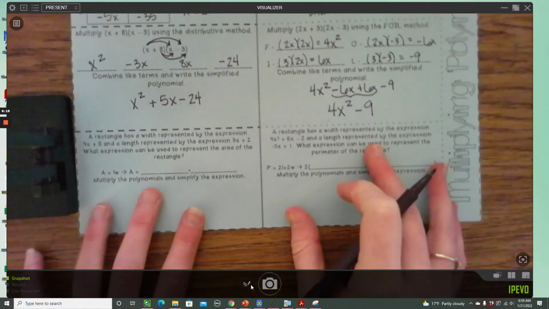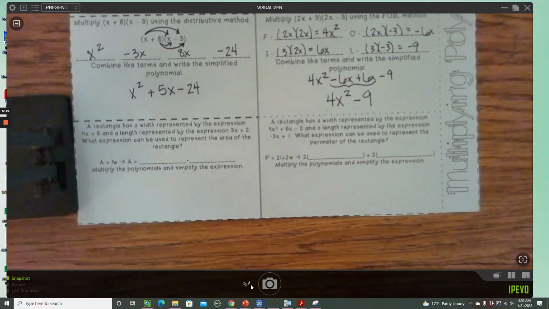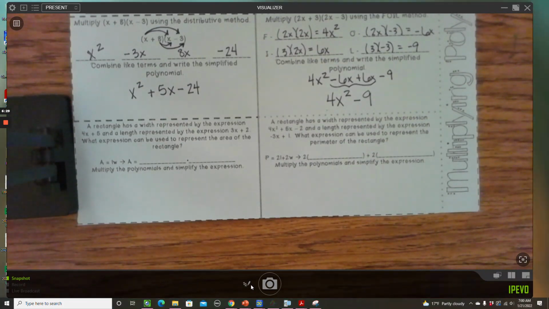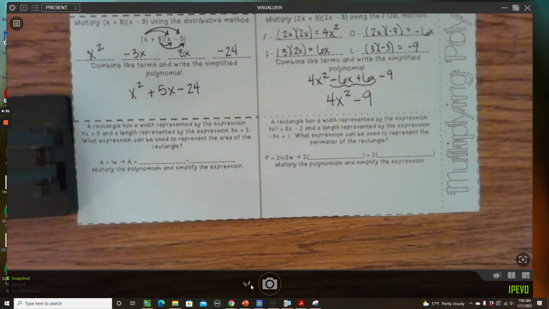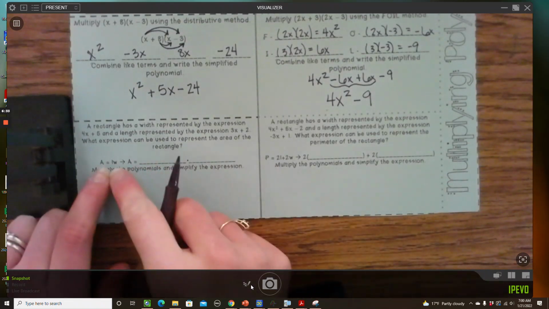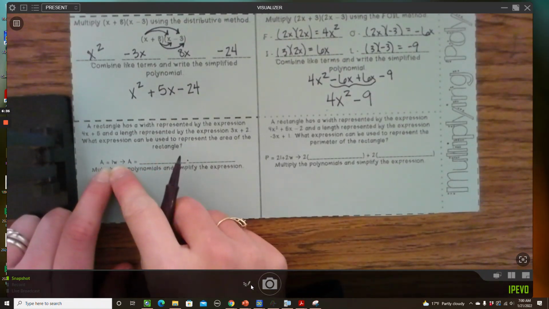And then word problems. All right, a rectangle has a width represented by the expression 4x plus 5 and a length represented by the expression 3x plus 2. What expression can be used to represent the area of the rectangle? So for a rectangle, the area is length times width. So we need to multiply the length times the width.